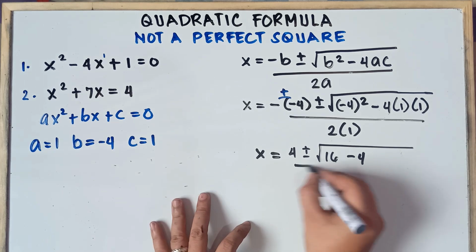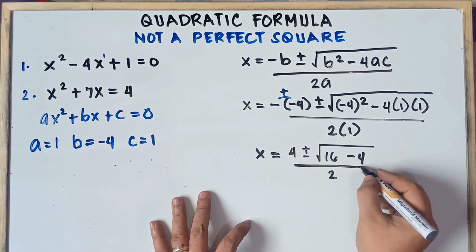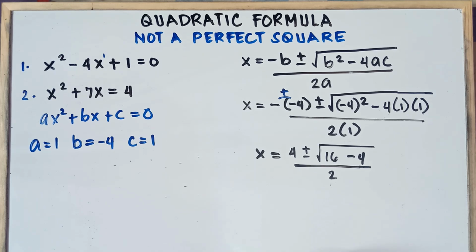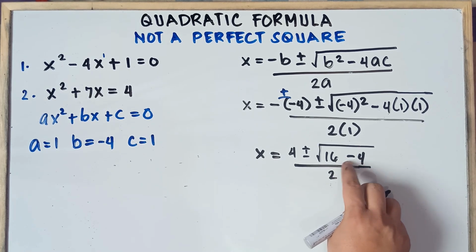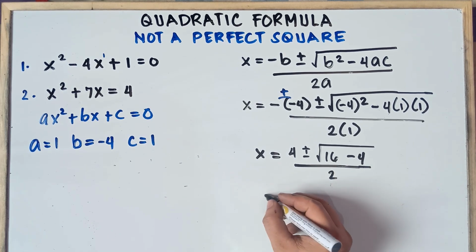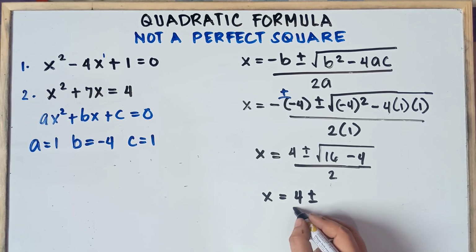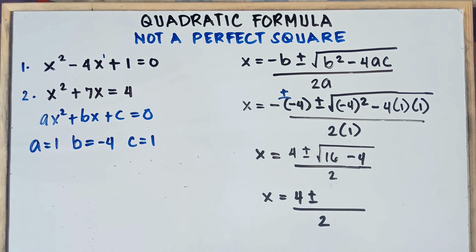Alright, all over 2 times 1, that is 2. So you combine this one, class: 16 minus 4, simplify inside this radical symbol. So copy x equals 4, positive negative, over 2. Then you combine this one, class. 16 minus 4. What's the answer, class? That's correct. 16 minus 4, that is 12.